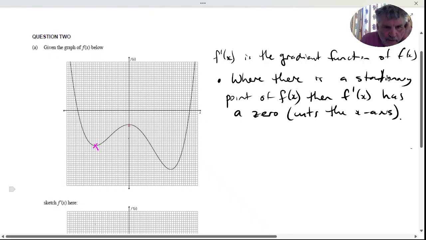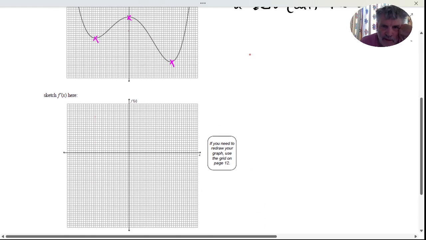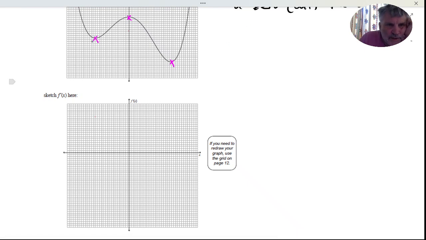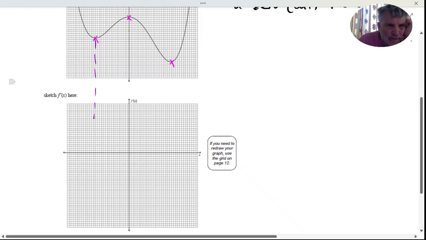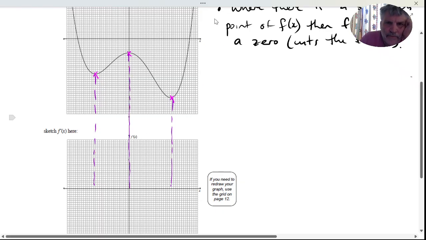Here are the stationary points, the turning points. Stationary points could be points of inflection, so not always turning points. And that means below those points, so directly below those points, we've got 3 points on the curve where it cuts the x-axis.